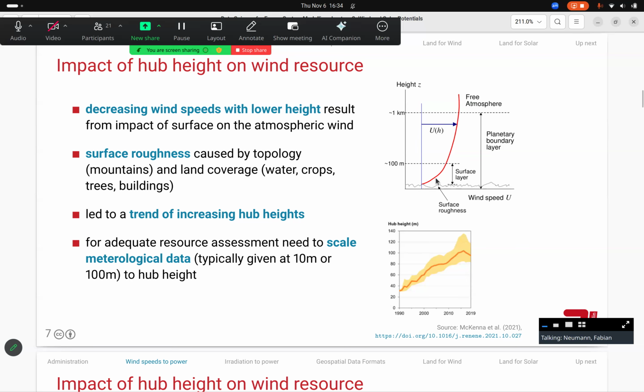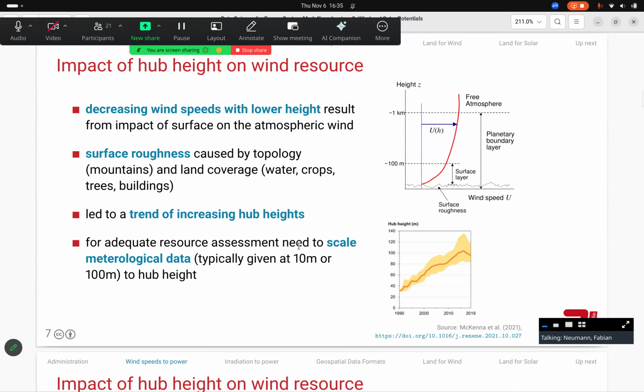So as you go higher, your wind speeds increase quite quickly, and then it flattens out here. If you go from 900 to 1,000 meters, you don't get that much increase in wind speed because you don't have this impact of the so-called surface layer anymore. How steep this curve is depends on the type of surface. This range where the influence of the surface is considerable is called the surface layer, where you really have braking effects.